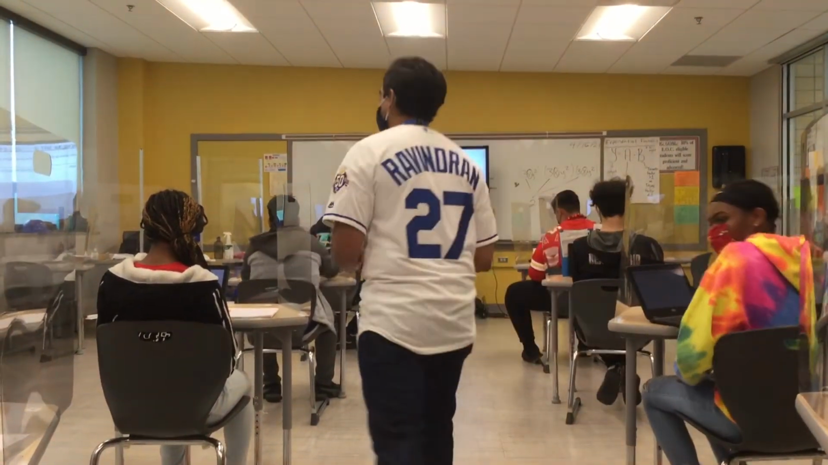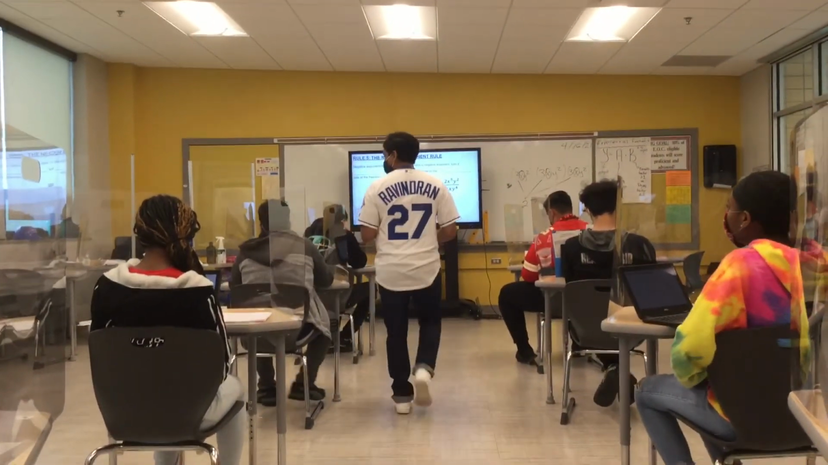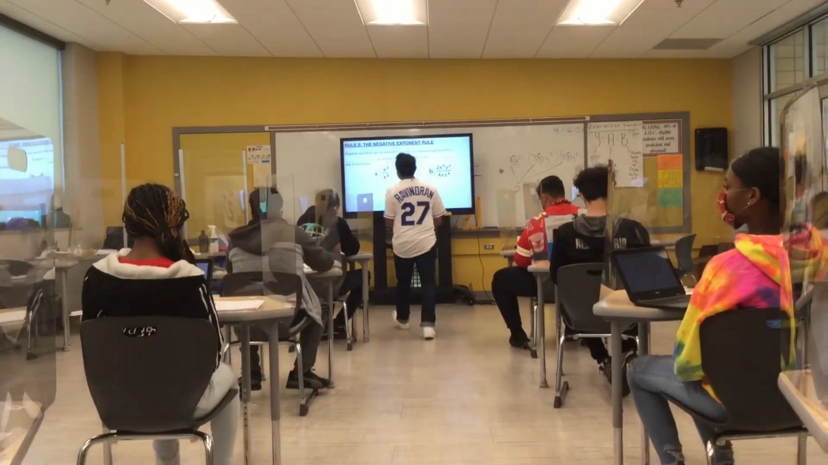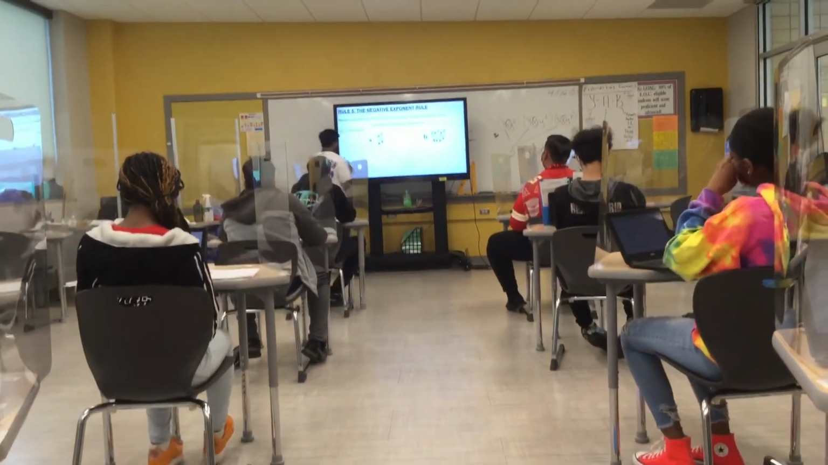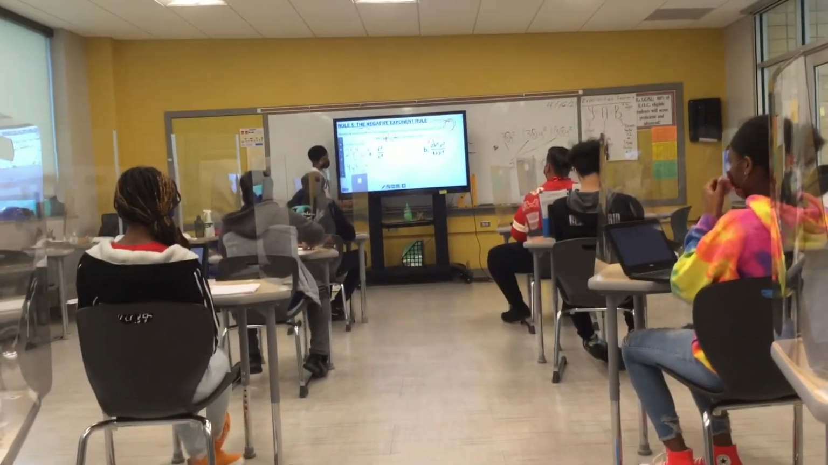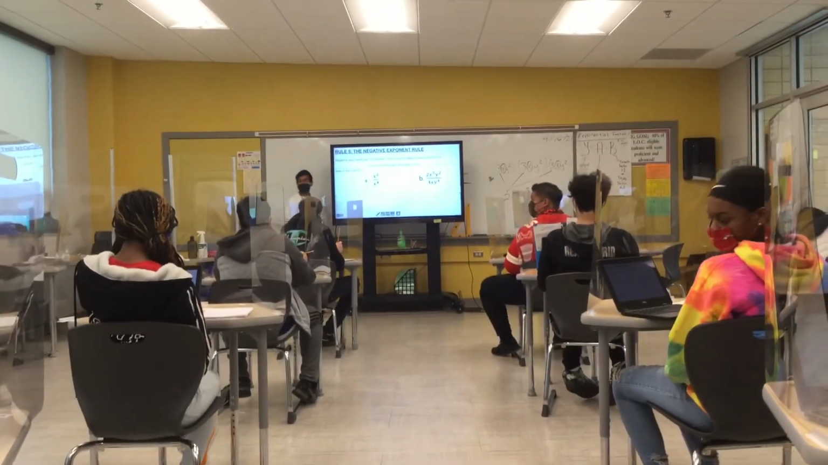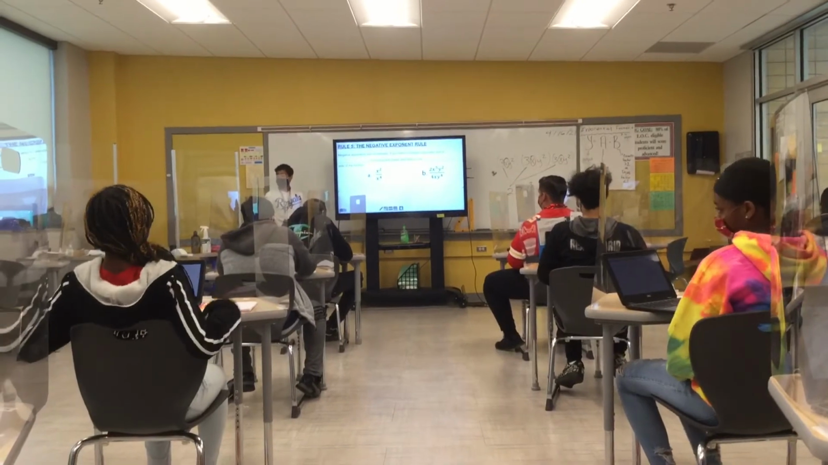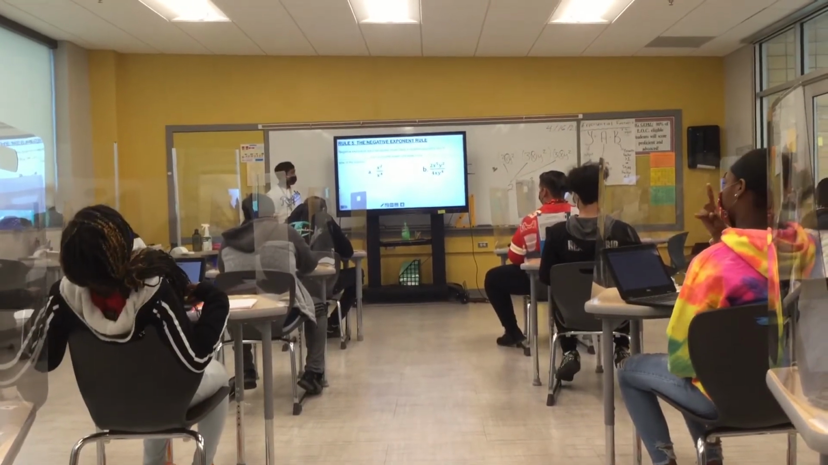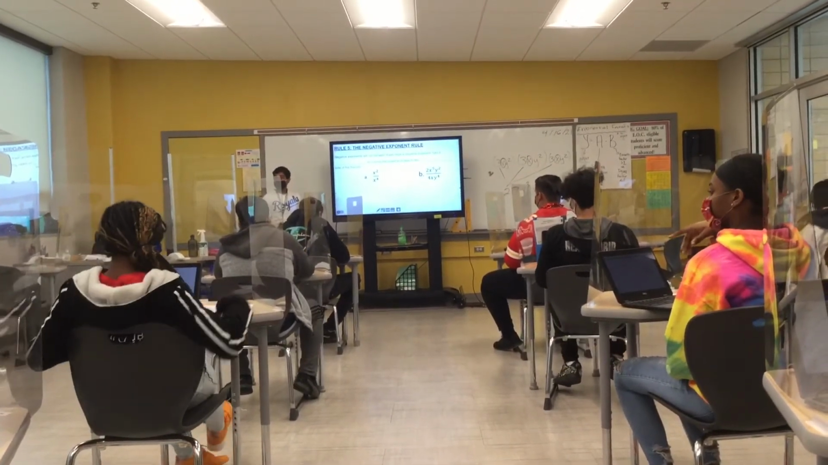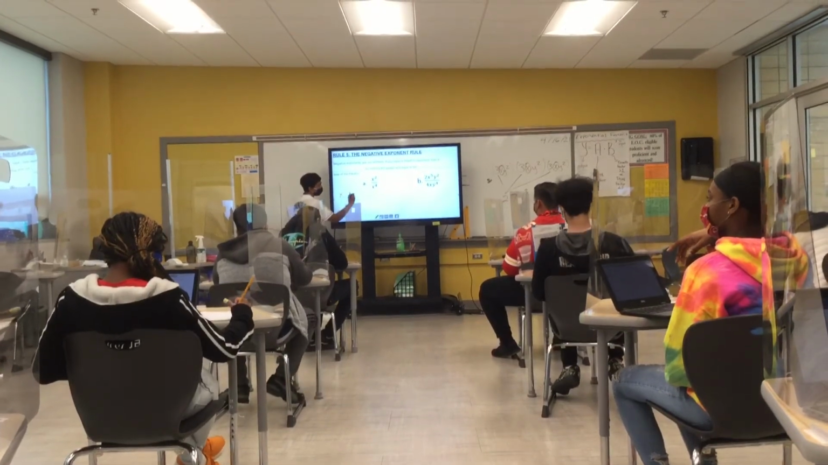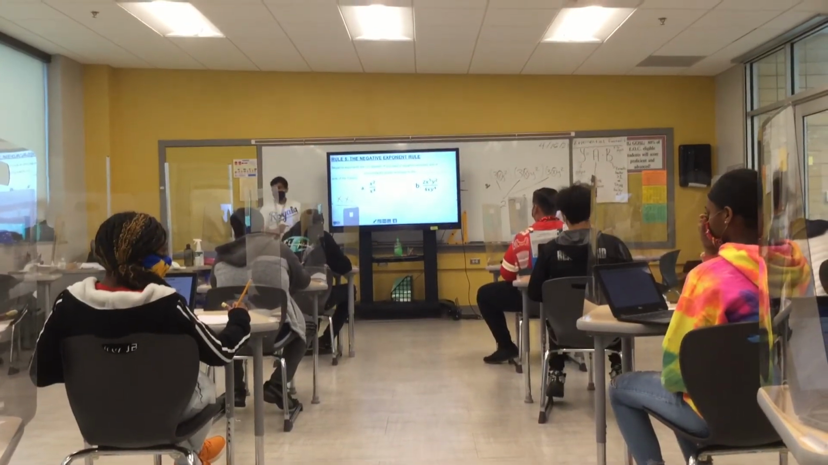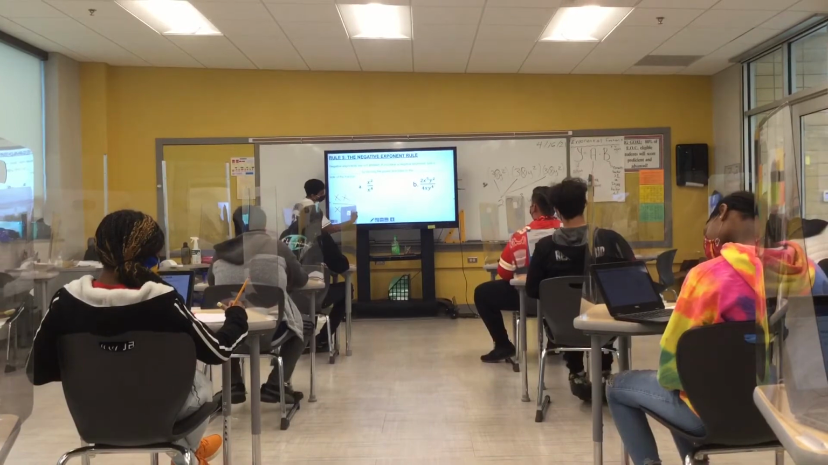Alright, let's talk about the negative exponent rule. Karina, how many x's are on top for example A? It says x squared, x to the power of 2. So how many x's is that? That is 2 x's. That's x times x, 2 x's. And on the bottom? 4 x's.